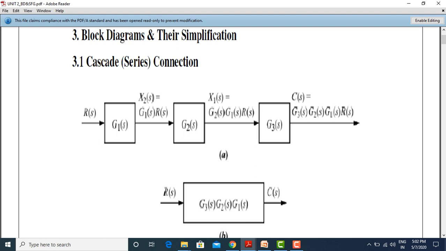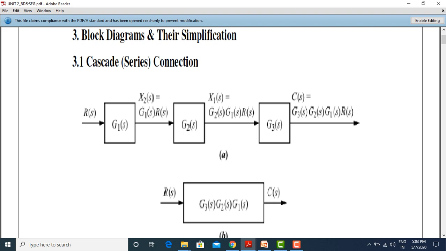R of S is the input and C of S is the output. Here G1, G2, G3 blocks are in series. X2, X1, these are the branches. So how are we going to calculate this X2 mathematically? Just multiply the previous gains which are coming to this point, that is R of S into G1 of S is nothing but X2 of S.